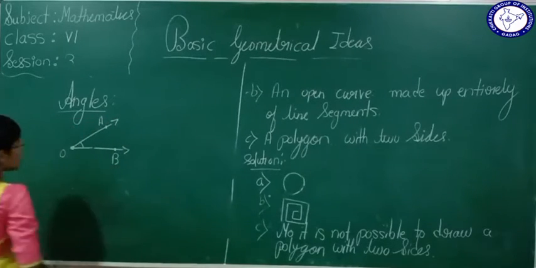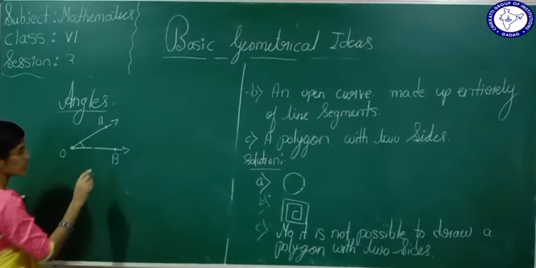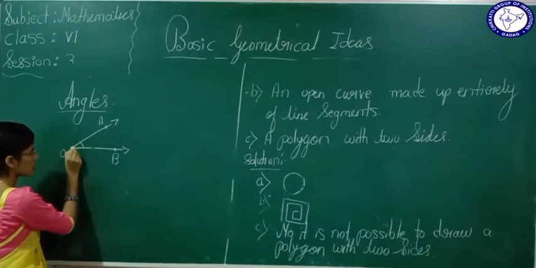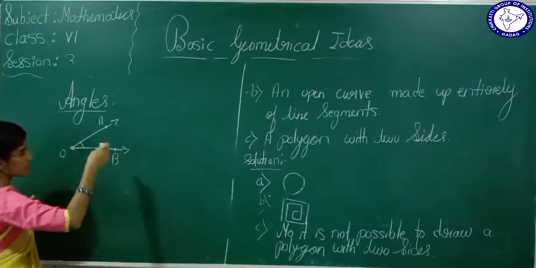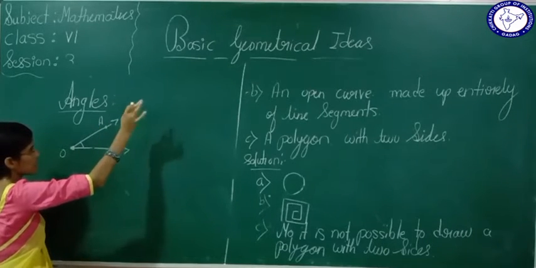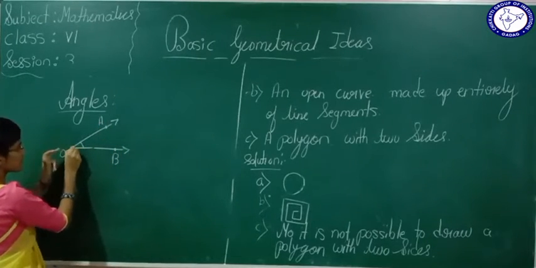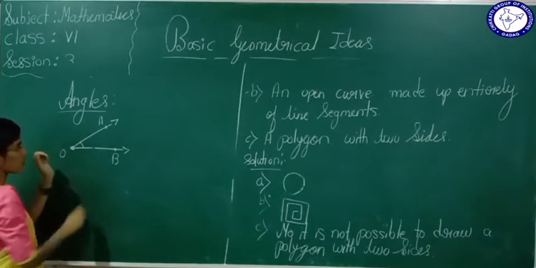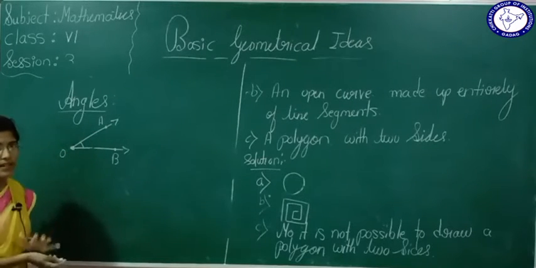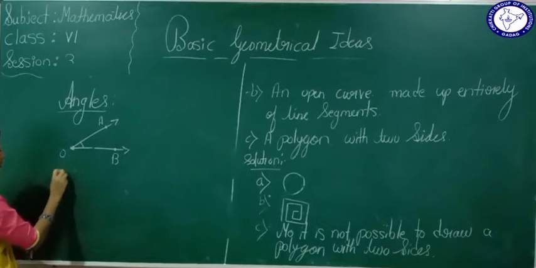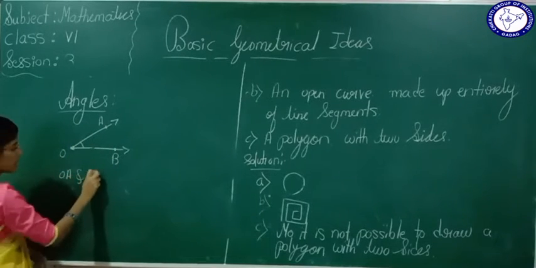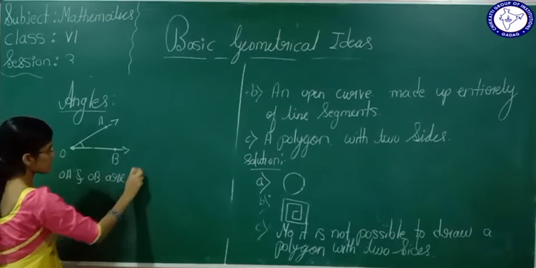Then see here, you know what a ray is. Here one fixed point will be there and this will extend indefinitely, yes or no? And here also it extends indefinitely. Here this is a fixed point. When two rays meet at one point, we form one angle. Now, what are OA and OB here? OA and OB are the sides.